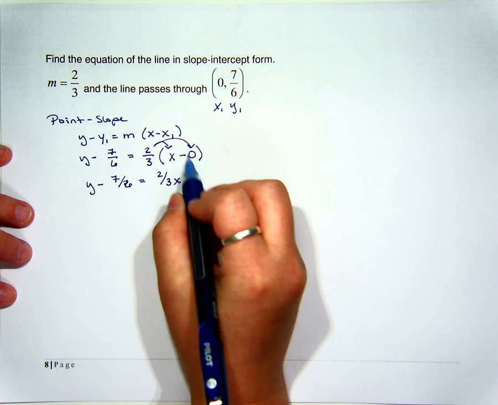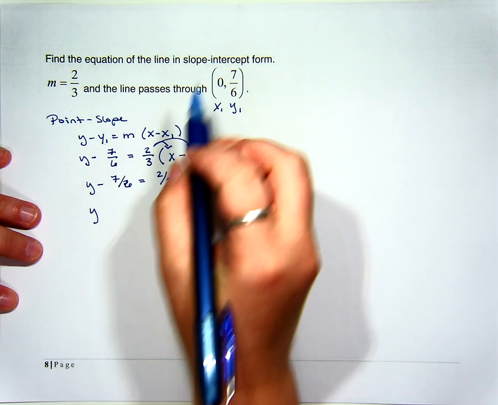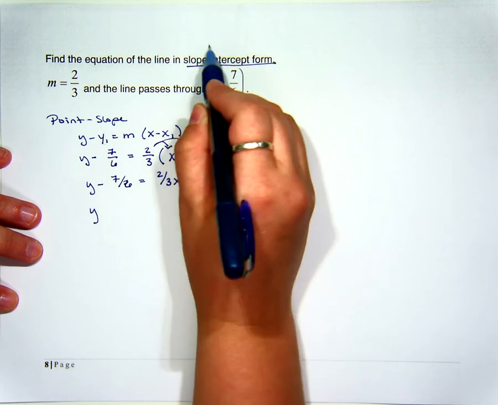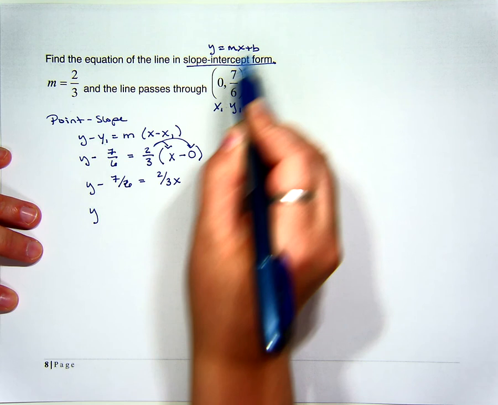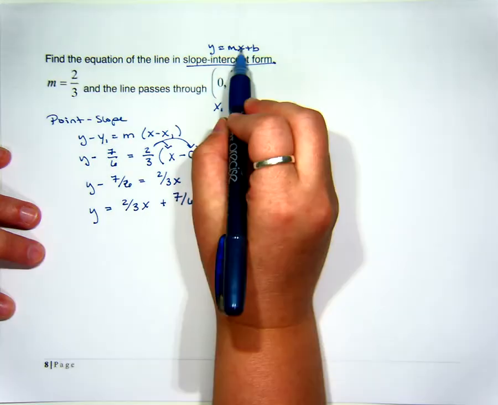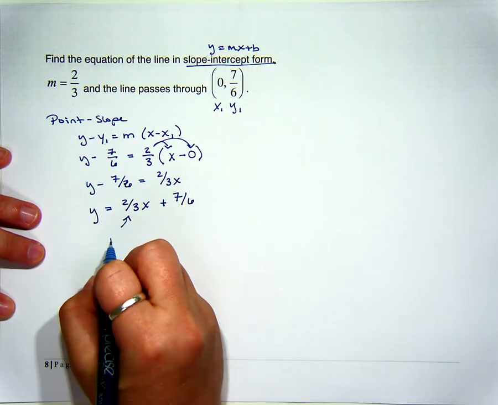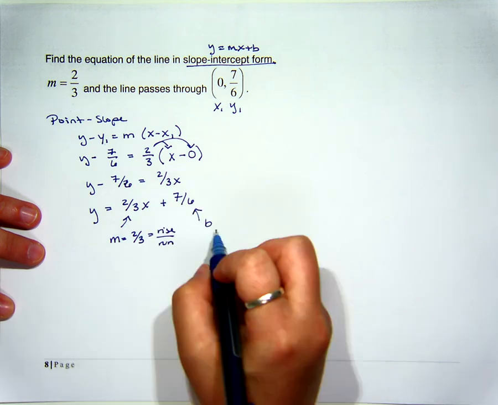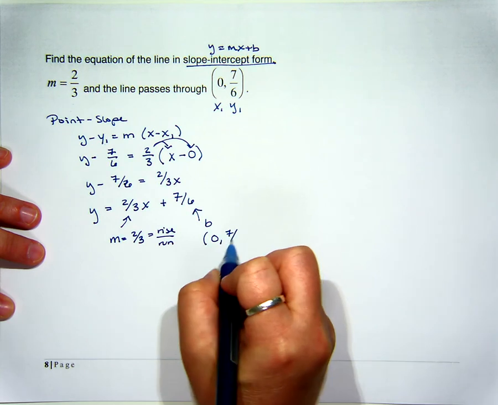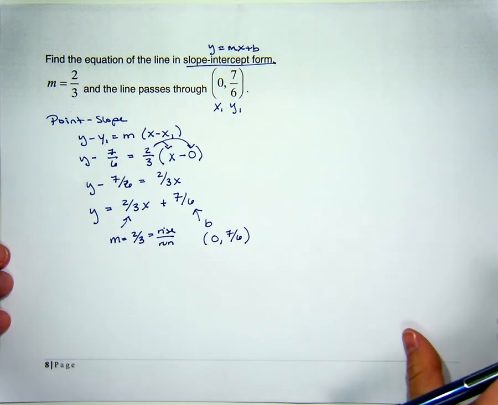Now we can rearrange to solve for y, because it says in slope-intercept form. That means it wants it solved for y. All I'd have to do then is move the 7/6 over. Well, now this looks like mx plus b. M is the number next to the x, so m is 2/3. Rise over run. B is the number by itself, so this must be my b. Ordered pair, 0, 7/6.